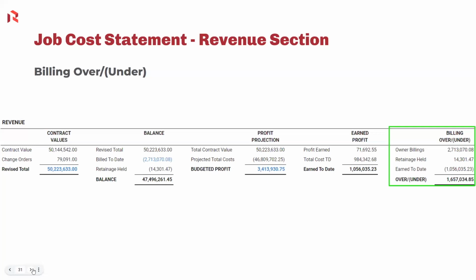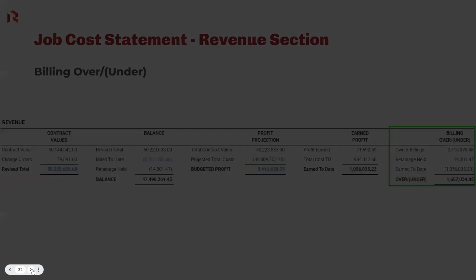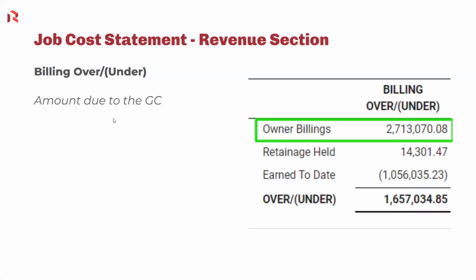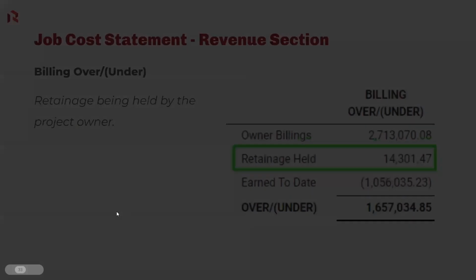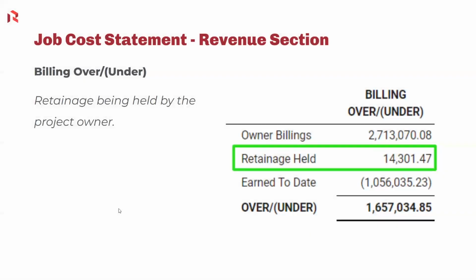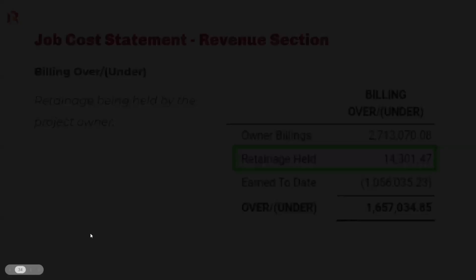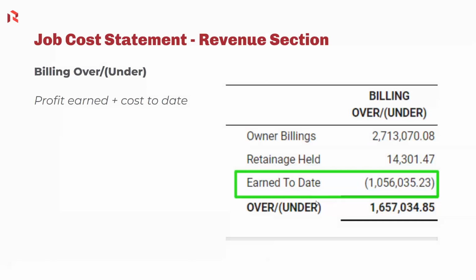And then the last section in the revenue section is the billing over under. Take a look at that. The first line, the owner billings, is the amount of money due to the general contractor. Any retainage that's being held by the owner. And earned to date, which is the earned profit plus the cost to date. Again, that's a negative number in parentheses.